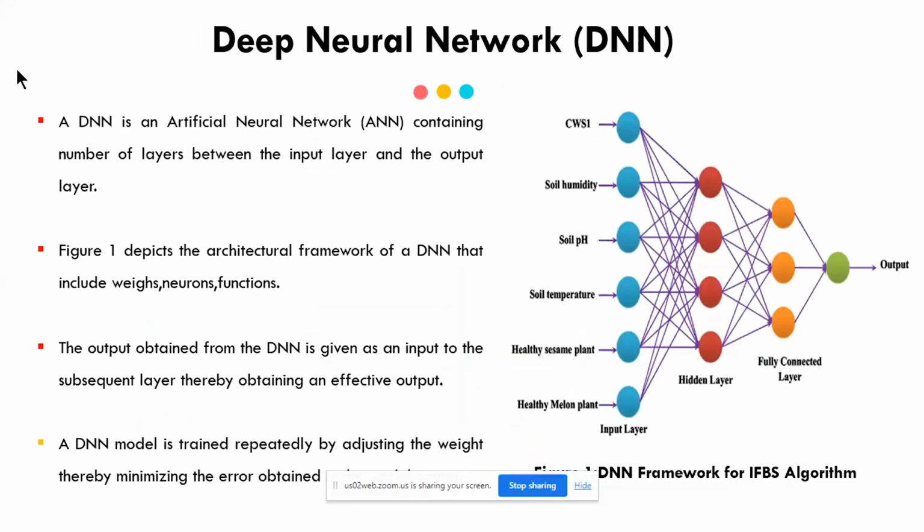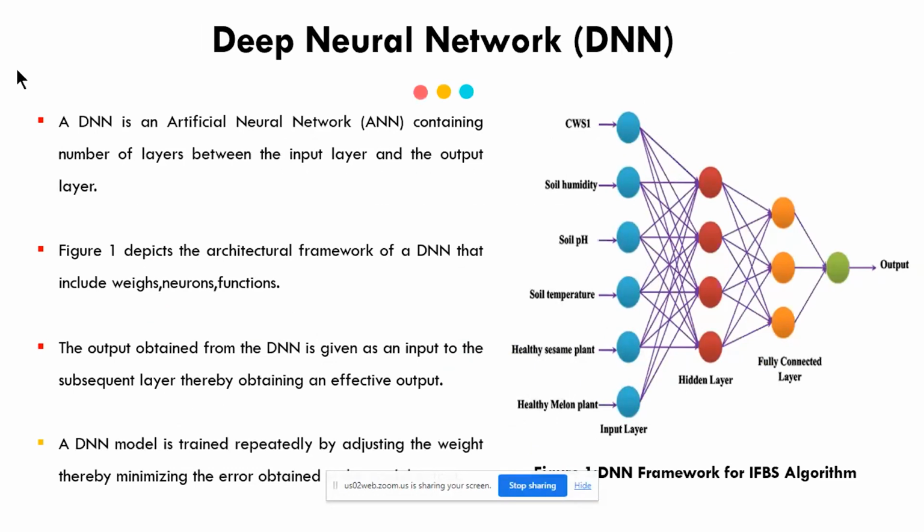That is the ANN, which contains multiple layers. So this has weights, neurons, and functions. Here the blue circles indicate the crop water stress index, soil humidity, soil pH, soil temperature, and data from the plant. So these data are analyzed and examined in the hidden and connected layers, and we get the exact output by minimizing the error rate.